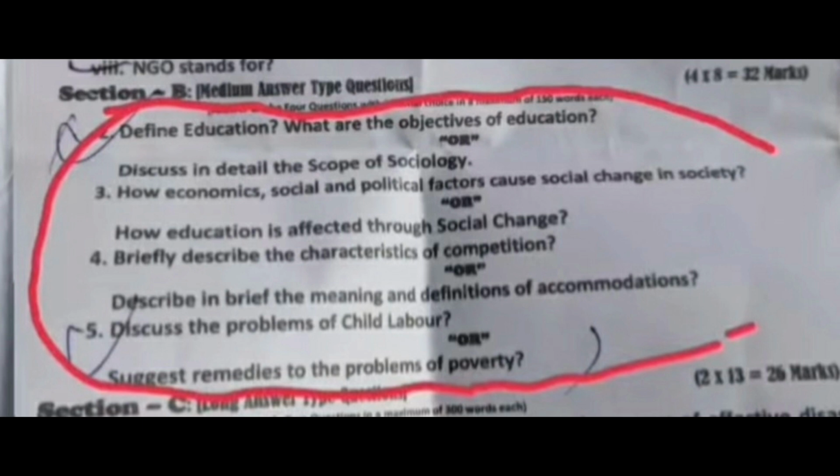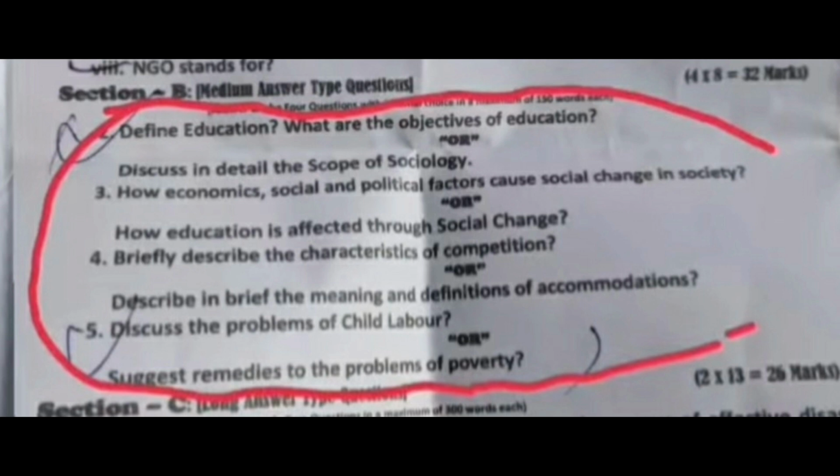Question: define education. What are the objectives of education? Next question is discuss in detail the scope of sociology. Next question is how economic, social and political factors cause social change in society. Next question is how education is affected through social change.